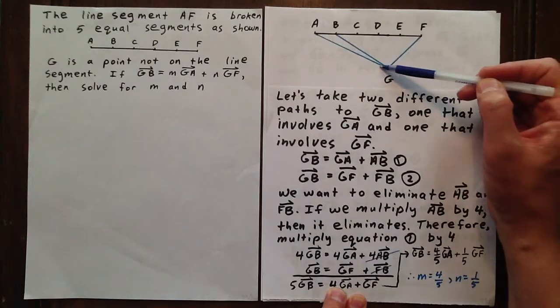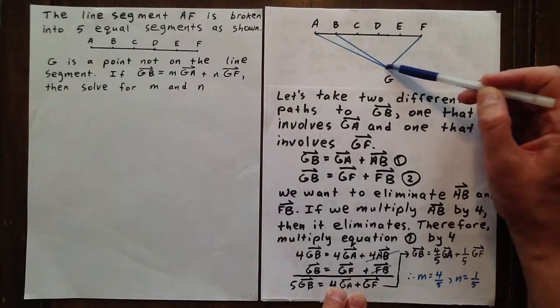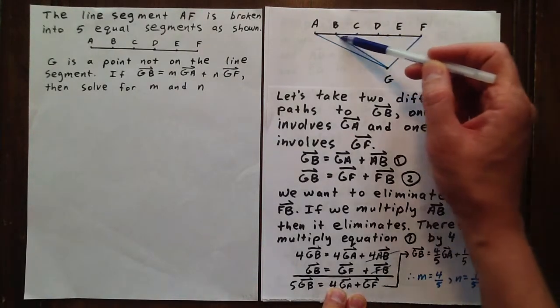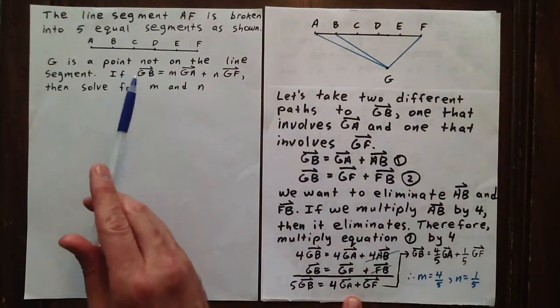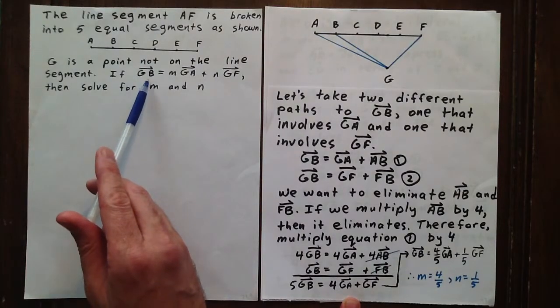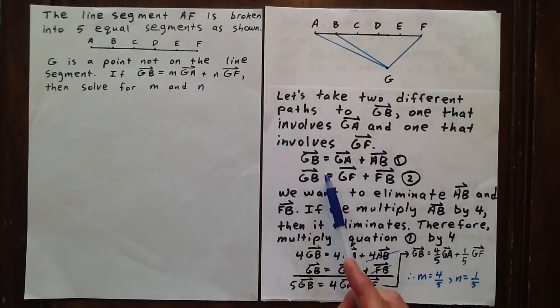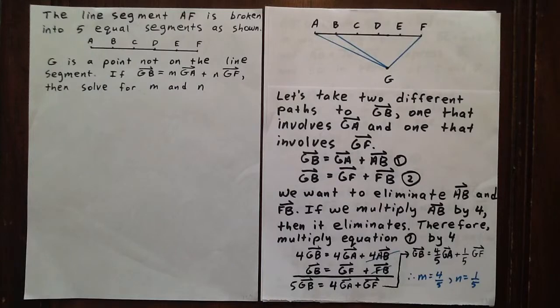Now we're going to take another path to GB, but we're going to use GF this time. So GB is going to equal GF plus FB. And I think that's a fair comment there. And so if you look back at what it is that we're trying to prove, the statement we're trying to prove involves GB, GA, and GF. Well, we have GB all on the left, we have GA and GF, but unfortunately we have these ABs and these FBs here that seem to be ruining the party for us.